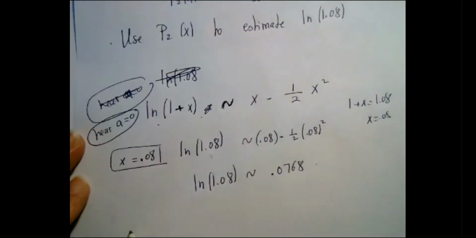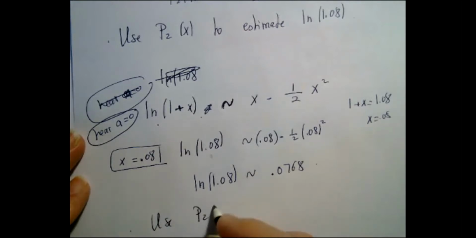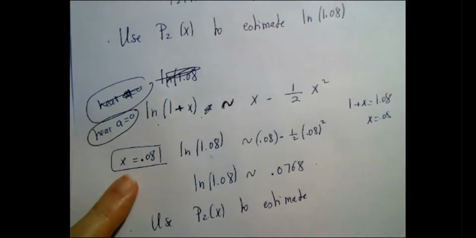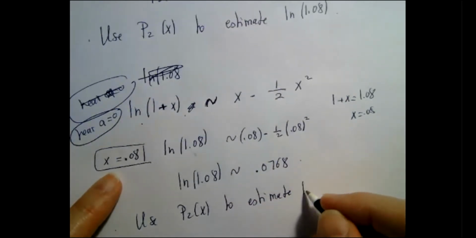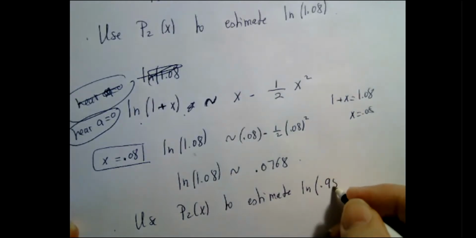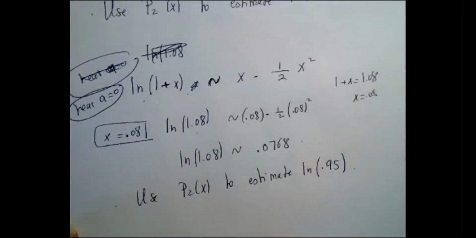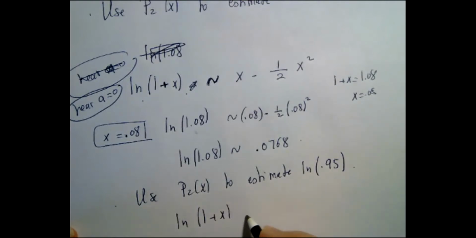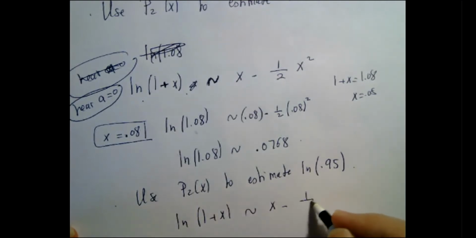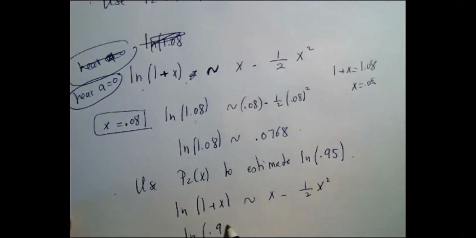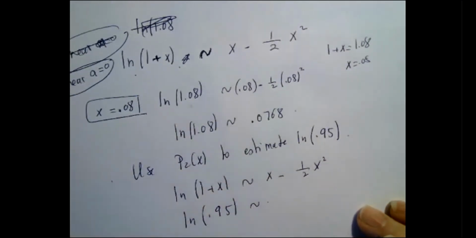Now, the last question is use P2 to estimate. Still, I am near 0. So suppose I want to estimate ln of 0.95. Okay, so again, the same estimate. So ln of 1 plus x is x minus a half x squared. Now I want to estimate ln of 0.95. What is the x in this case?